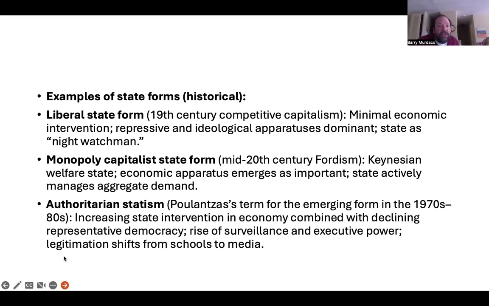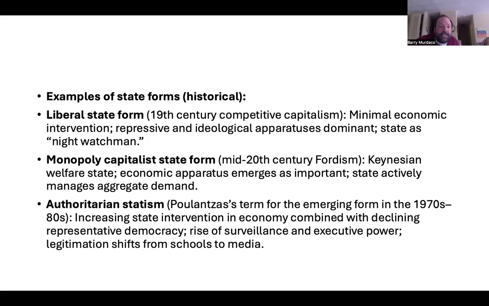Examples of state forms. You have the liberal state form, characteristic of 19th century competitive capitalism: minimal economic intervention, repressive and ideological apparatuses dominant, state as night watchman. In other words, the state takes a reduced role. It's a reactive role, like a night watchman, someone patrolling the streets at night, watching out for problems. This gives way to the monopoly capitalist state form, which is characterized by a welfare state.